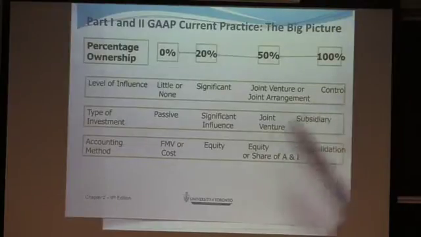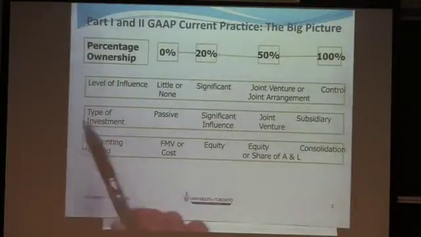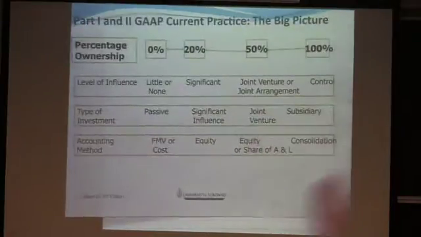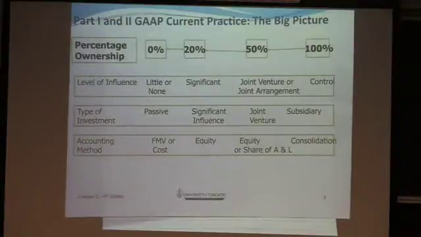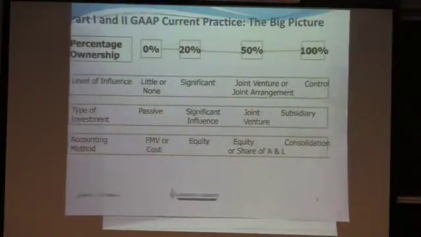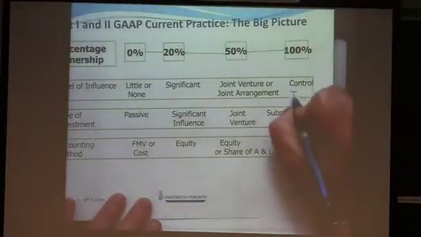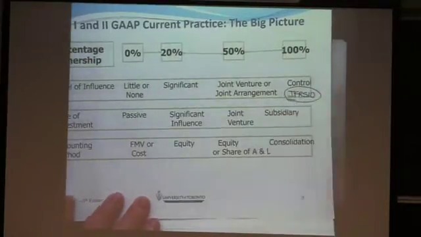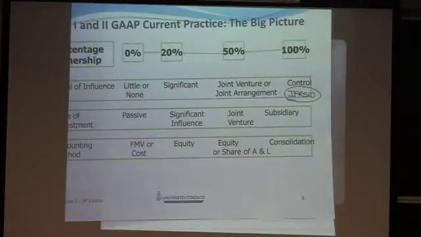Of course, we're going to take a look at what type of investment this is and the accounting method associated with it. Now, let me start with control. If you own 100%, then control exists. In IFRS, there is a change in the way we define control, and it is covered under IFRS 10. That's the new section, and it's effective for 2013.